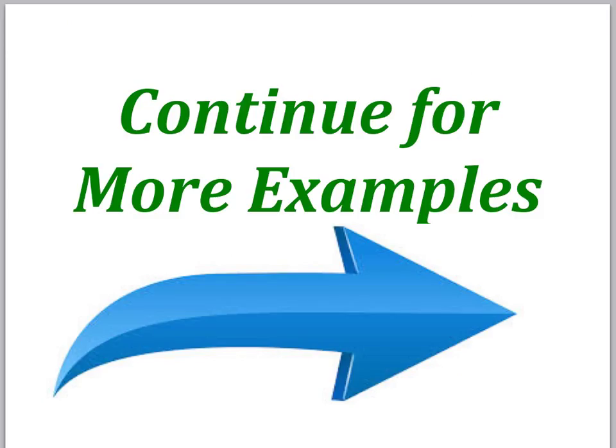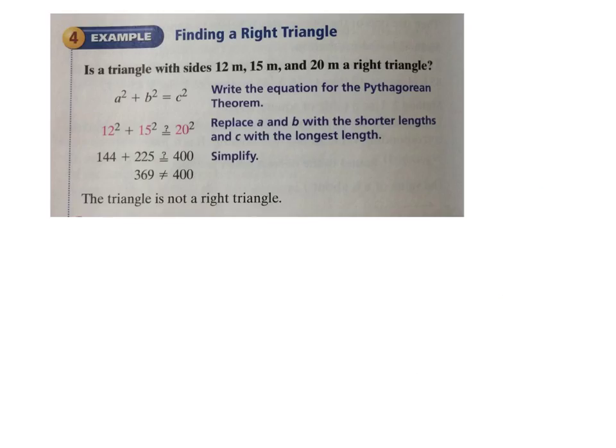Continue here for more examples. I mentioned this previously. I'm going to give you 3 lengths. I'm going to say, hey, does that make a right triangle? So you take the 3 and you plug them into the Pythagorean theorem. The biggest number has to be the hypotenuse. That's all there is to it.